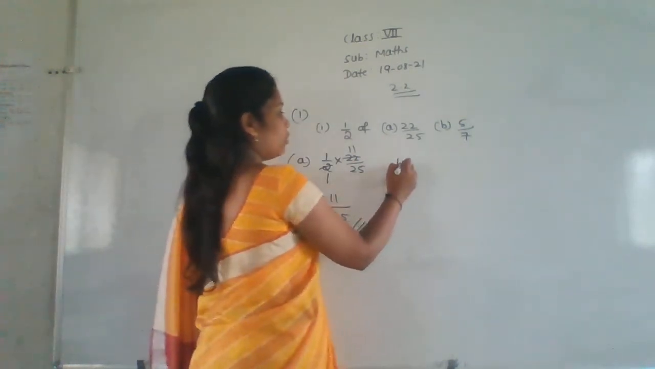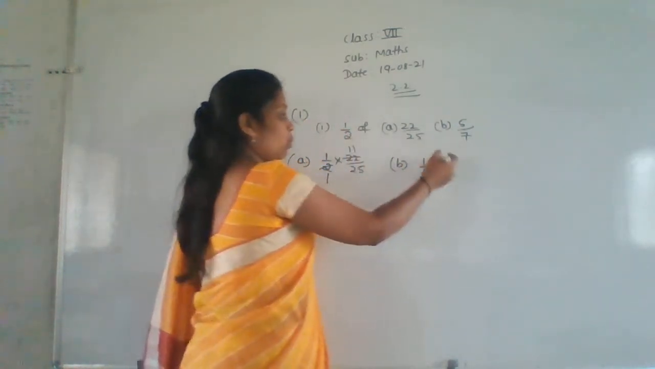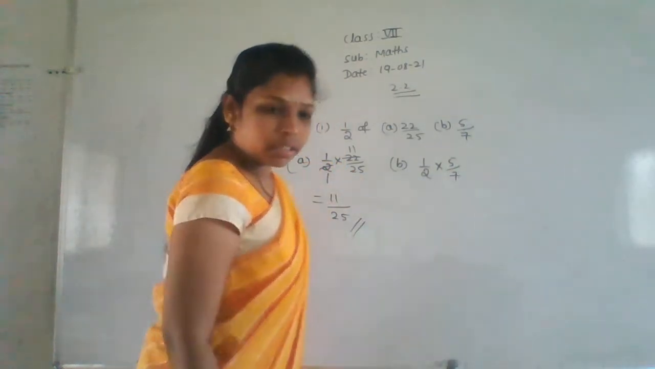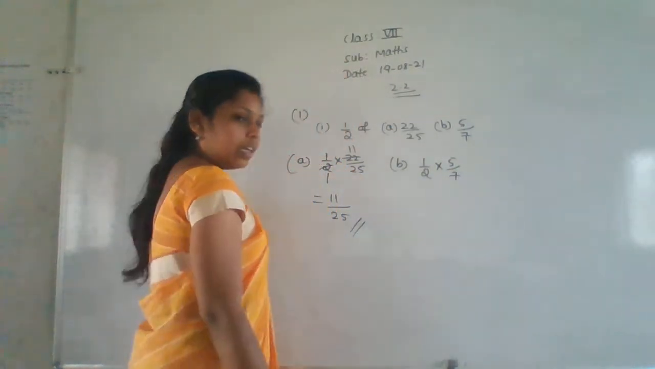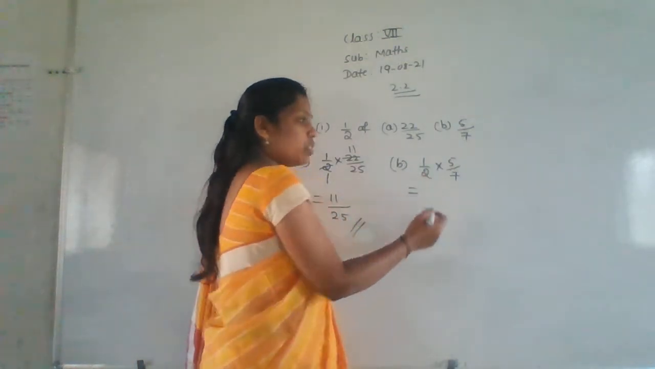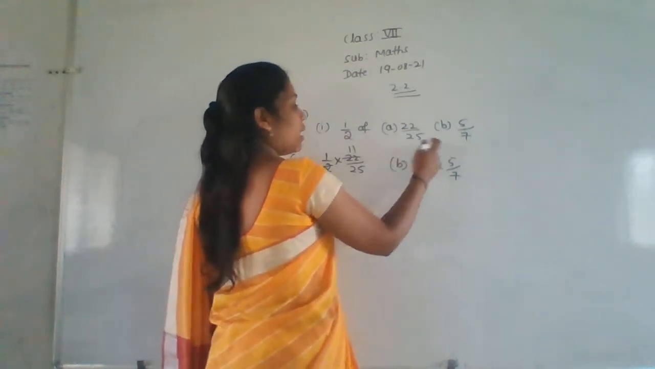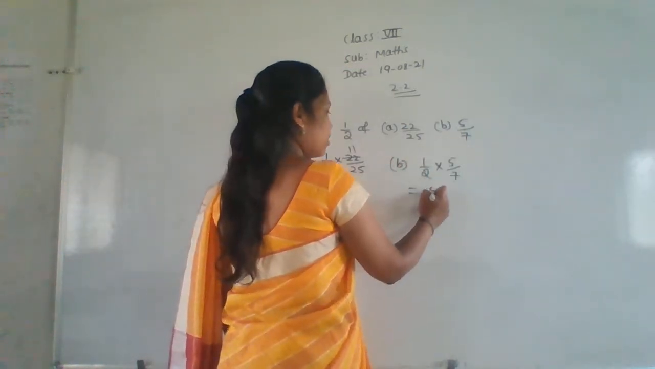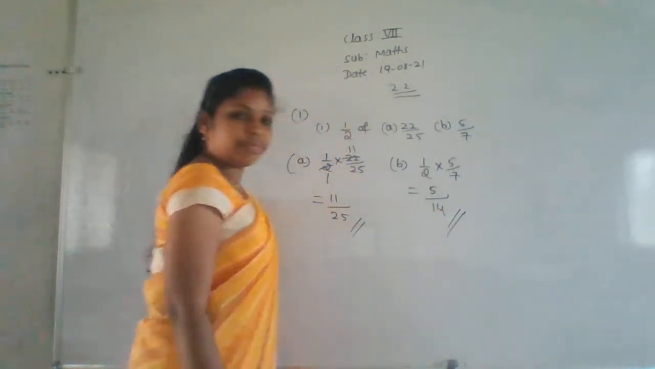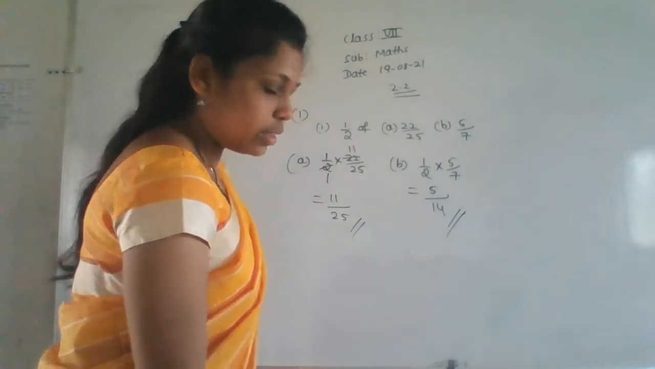Okay? Next, B. What is B here? 1 by 2 of 5 by 7. Of means again multiplication, 5 by 7 they have given, right? Is there any cross cancellation? No cancellation, all are different numbers. Then just multiply the numerators, 1 and 5 is 5, and the denominators, 2 sevens are 14. That is the answer. So like that we have to do here. Next we go for the second one.